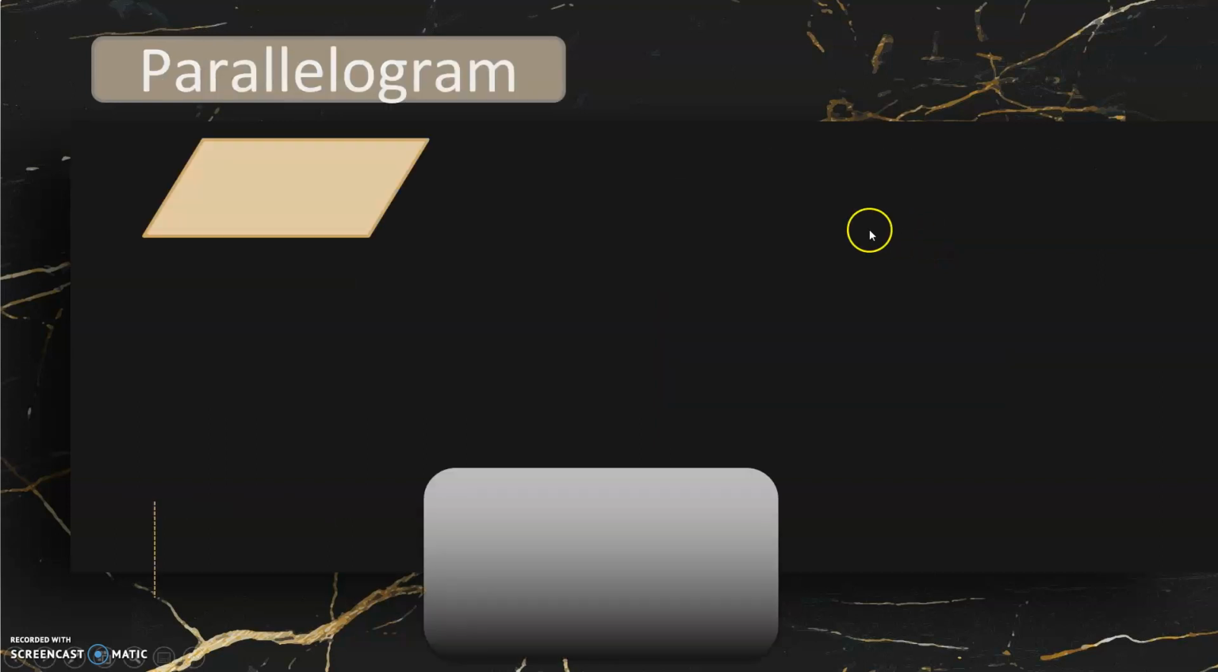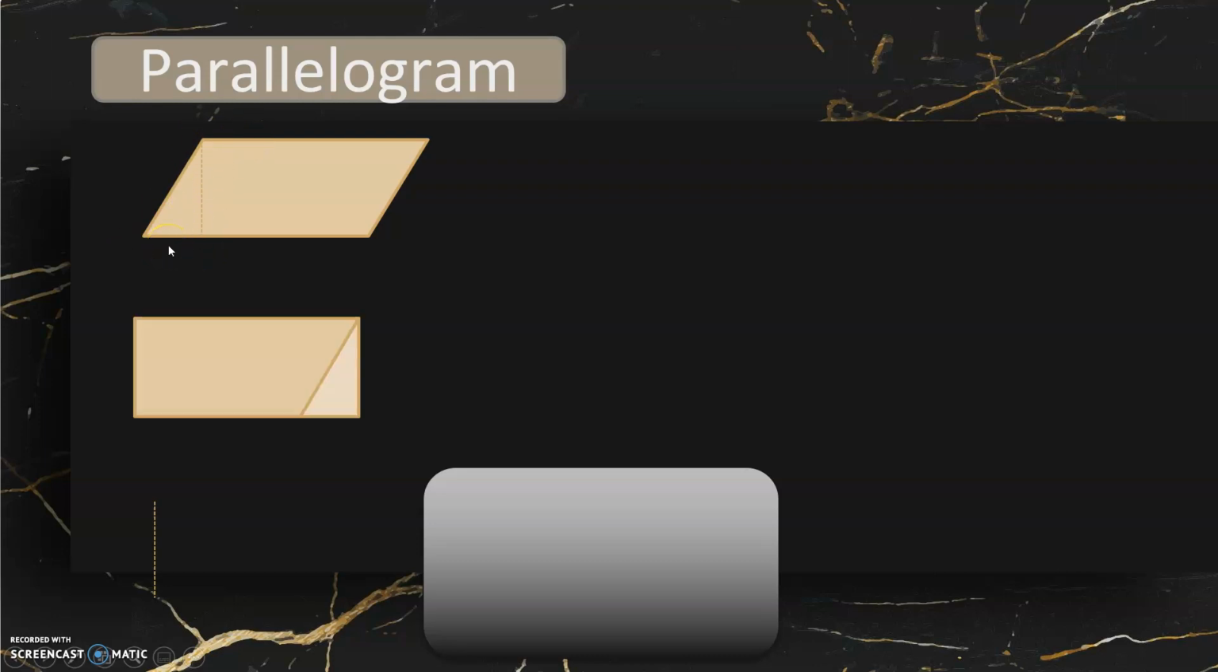Next, how about if we have a parallelogram? So in this parallelogram, if we cut a right triangle on this side and connect it to the other side, you'll actually form a rectangle. And we know that in a rectangle, to find its area, we simply multiply the length and the width. However, this figure is a parallelogram, so the dimensions will be labeled differently.